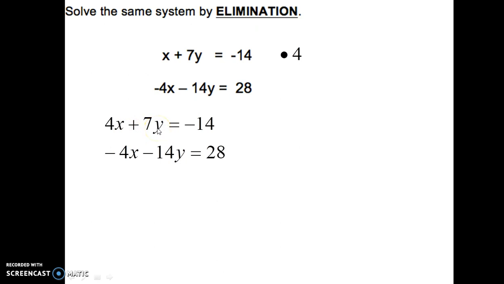plus 7y. That's not right. Oh dear, what's going to happen? That's not right.